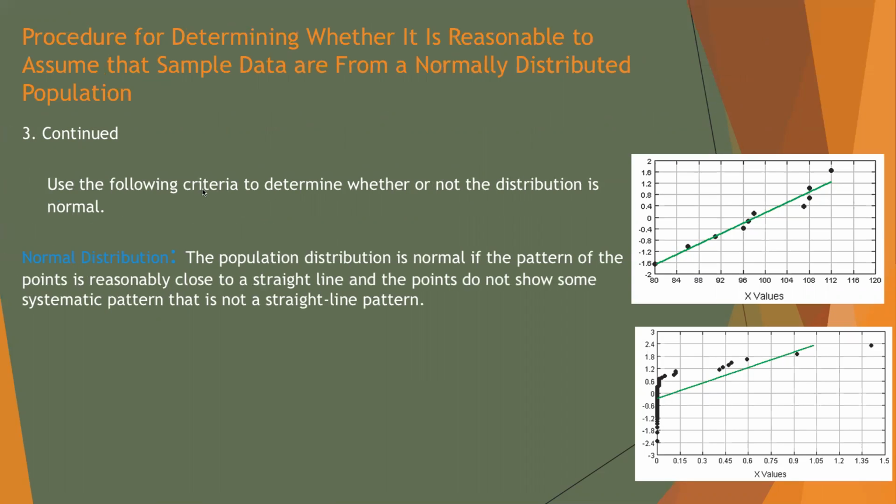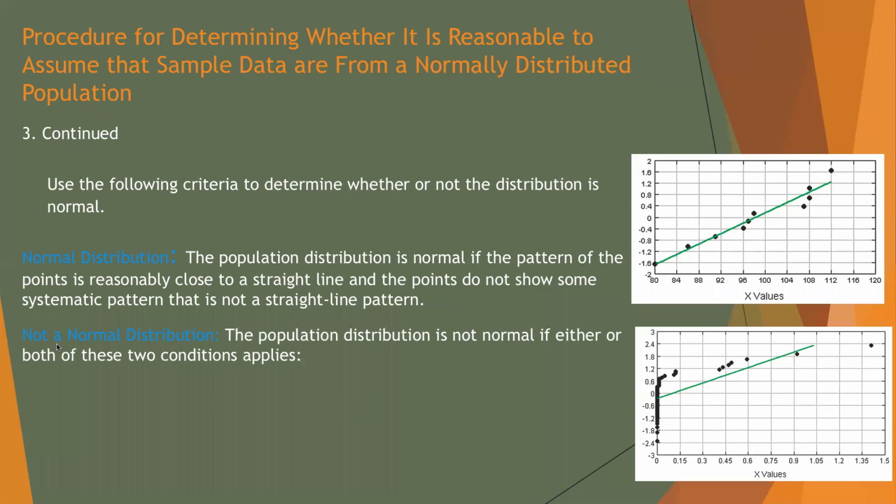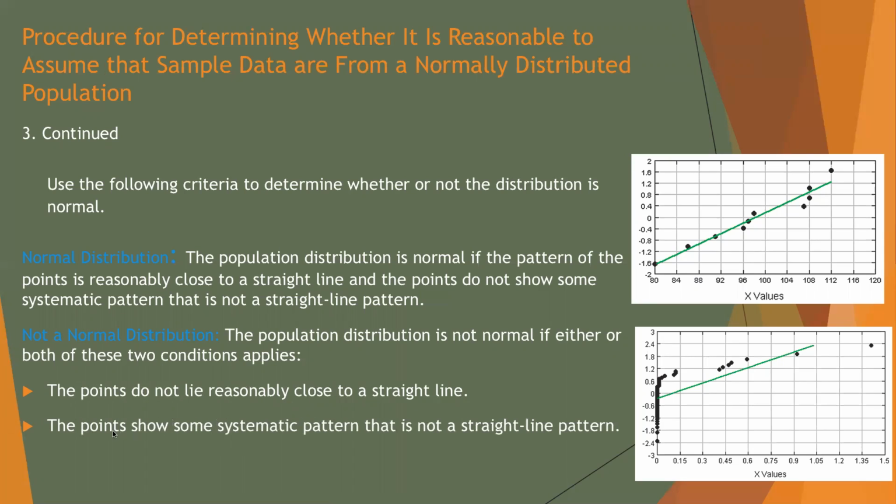Use the following criteria. The population distribution is normal if the pattern of the points is reasonably close to a straight line, and the points do not show some systematic pattern that is not a straight line. So this, not good. That is not normal. This is like a normal distribution because it follows kind of a straight line pattern. Yes, you might say, this is a straight line here, straight up, and then straight over. We want it to be straight, like following a green line or something like that, right? The population is not normal if it deviates from that. Points do not lie reasonably close to a straight line, or the points show some systematic pattern that is not a straight line pattern. So this is not a straight line pattern.